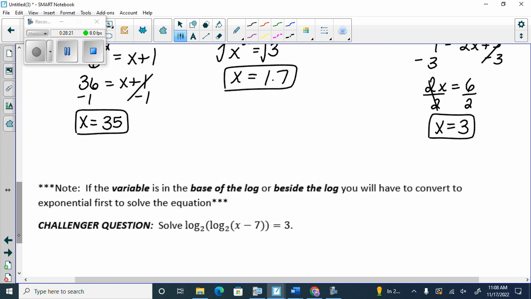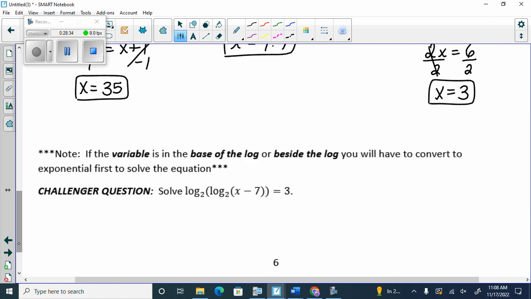I have 2 logs. If I have 2 logs, I'm going to have to convert twice. Convert once to get rid of a log, convert twice to get rid of the next log. You work your way from outside in. This is what's sitting beside my log currently, right? This is what's sitting beside this log. Here's a bracket, here's a bracket. So do we have 3 pieces of information? We have a base. What's beside our log and equal to? We have 3 pieces of information.